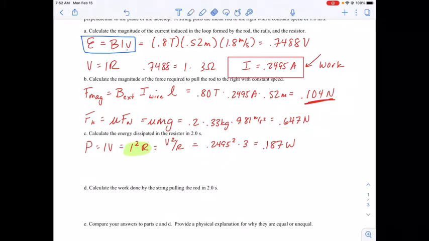Oh, I just noticed here, I messed up. I didn't finish this answer before. I got the FK. I have to sum these to get the total force. So the sum of them is 0.751 newtons.